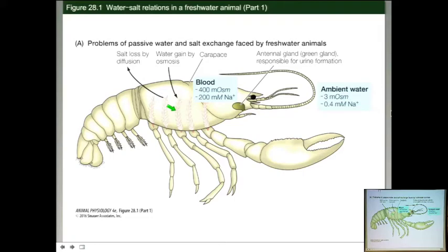The carapace is not permeable. The gills, which are protected, are underneath the carapace. You can't really see them from the outside. This is the site of the loss of ions to the lower concentration external environment, and also the site of gain of water from the external environment. There's also loss of water through urine, and the urine is produced in these antennal glands, also called the green gland, and this is where the urine is produced in these types of animals.